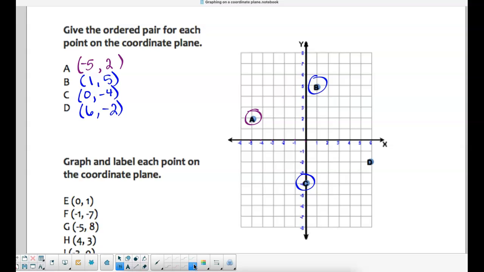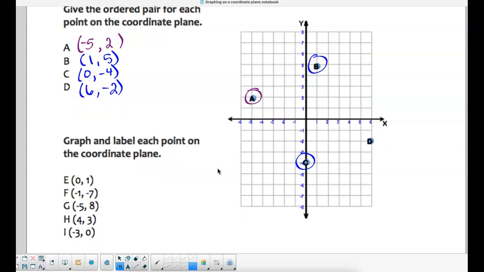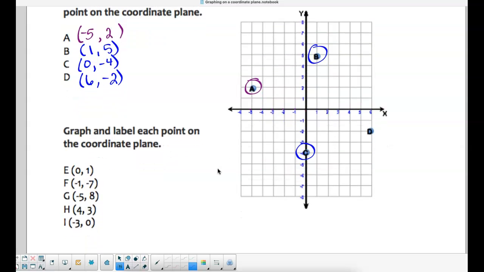Okay? I want you to take a couple minutes and try to graph each of the next 5 points. Place a dot on the grid where you think it belongs and label it with the appropriate letter. So E, F, G, H. Make sure you label them as you go.